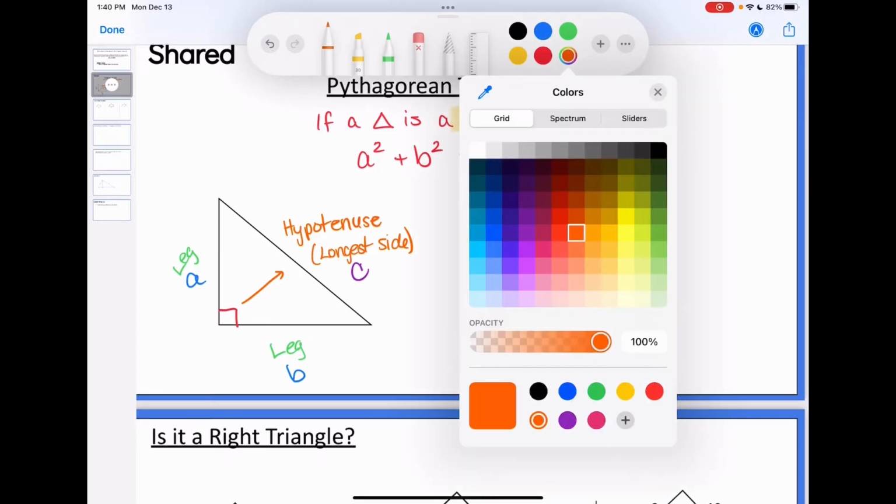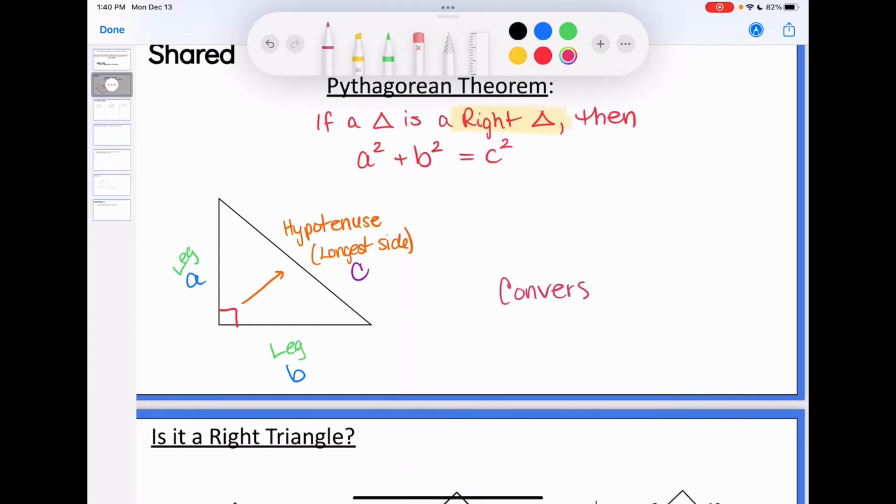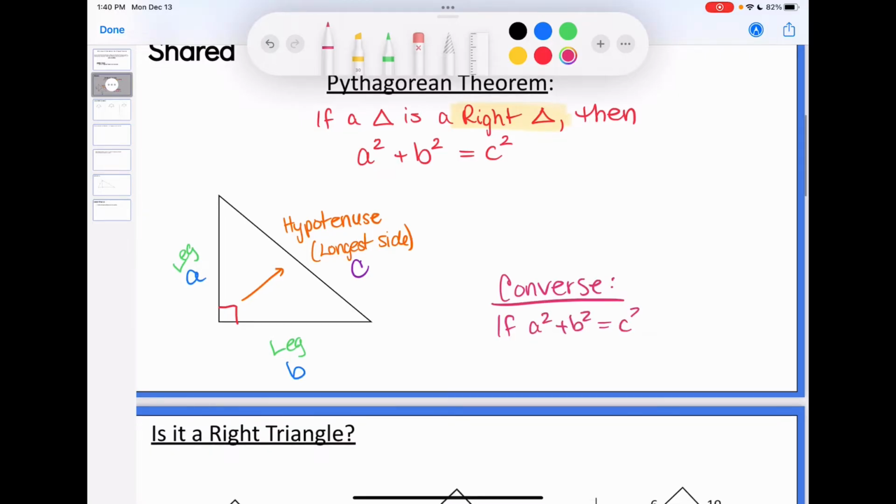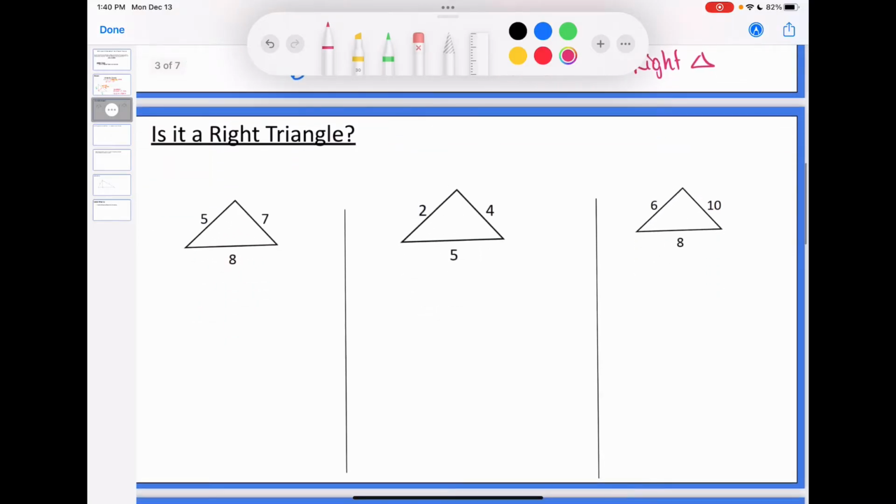The converse, if I flip that around, would say: if a squared plus b squared equals c squared, then the triangle is a right triangle. So the leg squared plus the leg squared equals the hypotenuse squared only in right triangles. If you know that a squared plus b squared equals c squared, then the triangle has to be a right triangle. If a squared plus b squared does not equal c squared, then the triangle is not a right triangle.